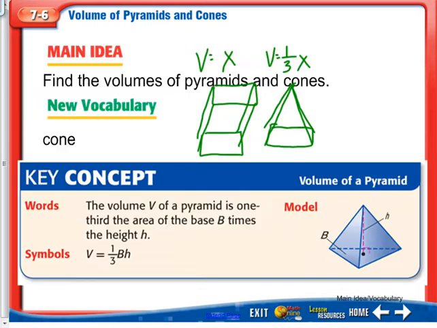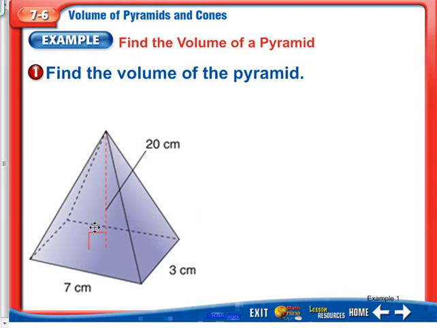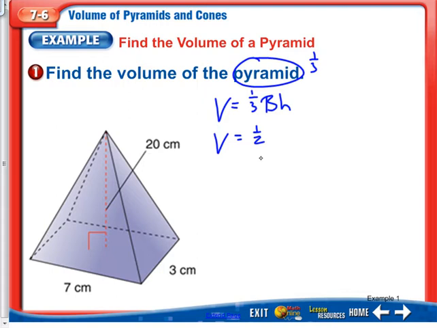Okay. So let's go ahead and look at an example here. I'm going to move this to the side a little bit. So the volume equals 1/3, because I'm dealing with a pyramid. Whenever you see the word pyramid or cone, we should be thinking 1/3 in terms of volume. So we have 1/3 times the area of the base times the height. Now, the base here is a rectangle, so a rectangle would be length times width. So we're going to do 7 times 3.